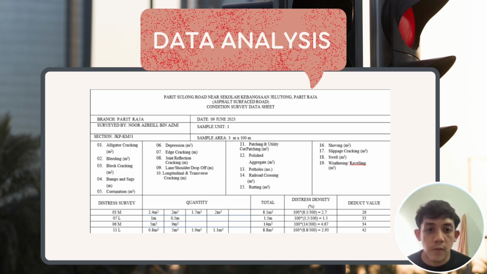So for the total of this distress value, we got the density for the block cracking is 2.7%. For the edge cracking is 1.5%, and also for the depression is 4.67, and the last one is for the patching is about 2.93%. So after we calculated all the distress density, we also calculated the deduct value referring to each of the distress table.